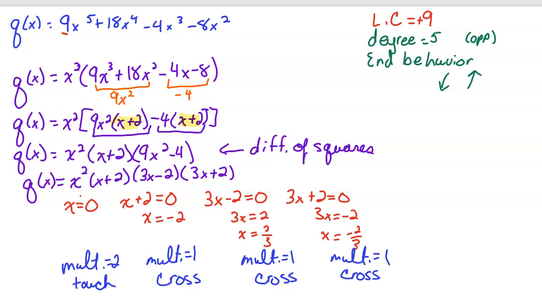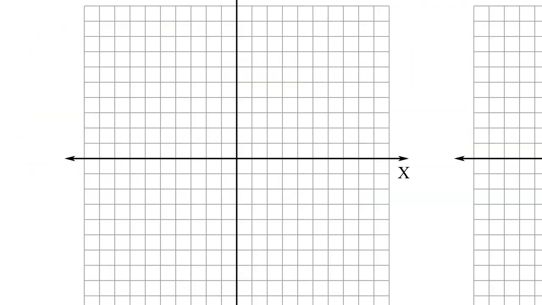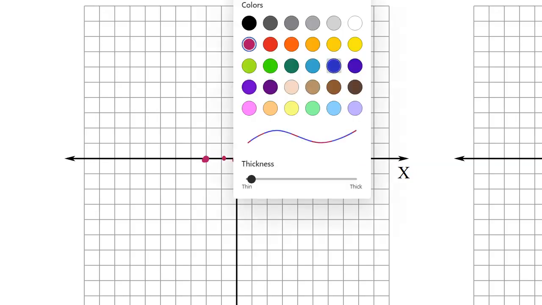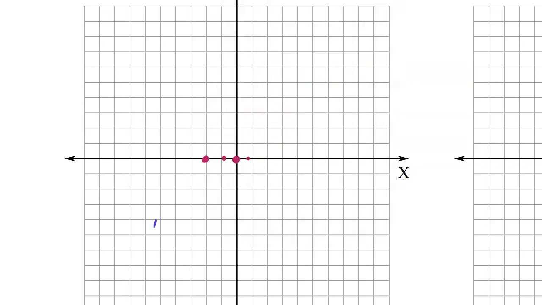So we need to know our zeros, what happens at each of those zeros, and our end behaviors. So let's go over to a graph. And so our zeros for this one were at 0, a negative 2, a positive 2/3, which is approximately here, and a negative 2/3, which will be approximately here. Our end behaviors were that we started down and we ended up.